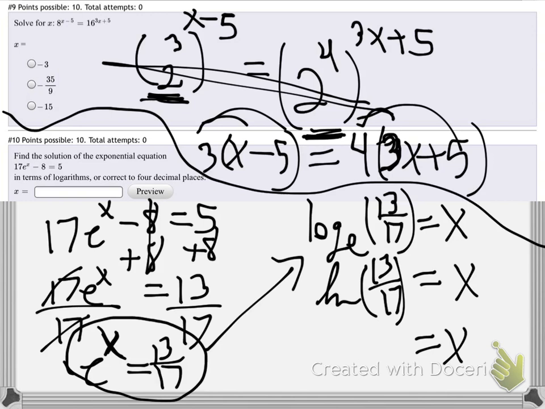This one says you can write it in terms of logarithms or correct to 4 decimal places. So really, if you wanted to, you could even just write ln of 13 out of 17 right in the answer box if you know how to write that. Just ln, parentheses, 13 out of 17. It should take it. Or else if you want to shoot it into your calculator, you can just make sure you round it off after 4 decimal places. That's what I would do.